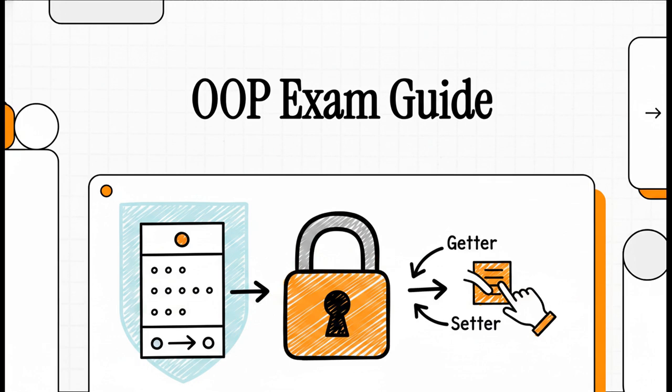We're going to unpack encapsulation. You know, why should we restrict direct access to our data? What on earth do getter and setter methods actually do? Well, stick with me. We're going to answer all of those questions with some really practical visual examples so you can confidently ace your test.